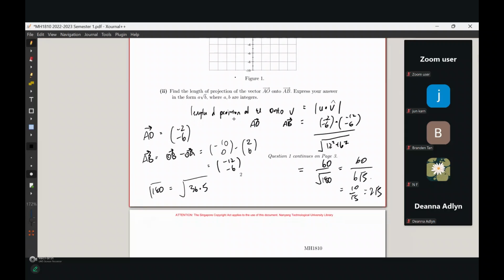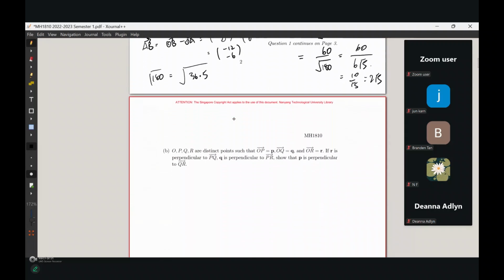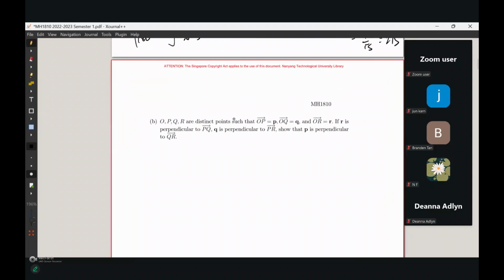Okay, so let's move on if there are no questions. Let's look at part B. O, P, Q, and R are distinct points such that OP equals p, OQ equals q, OR equals r. If r is perpendicular to PQ and q is perpendicular to PR, show that p is perpendicular to QR. Remember that if two vectors U and V are perpendicular, then U dot V is equal to 0.